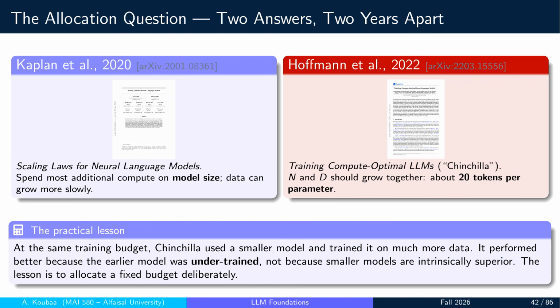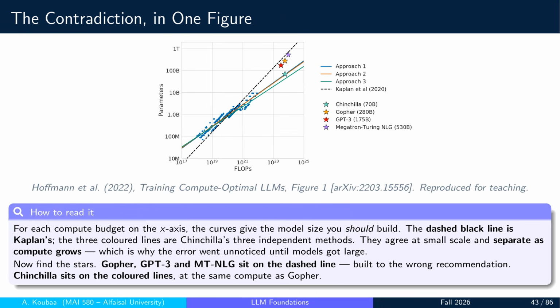But the reason was that the earlier models were undertrained. It was not because smaller models are intrinsically superior. The lesson is not a number. The lesson is to allocate a fixed budget deliberately. This figure visualizes why two influential recommendations appeared to disagree.